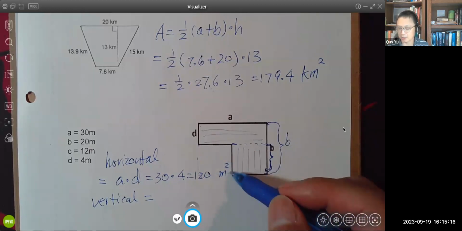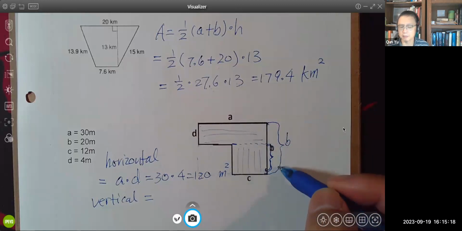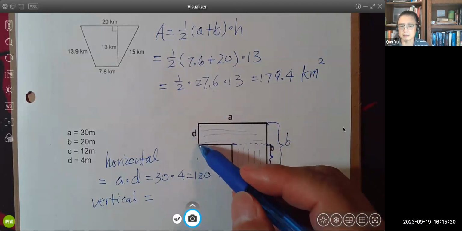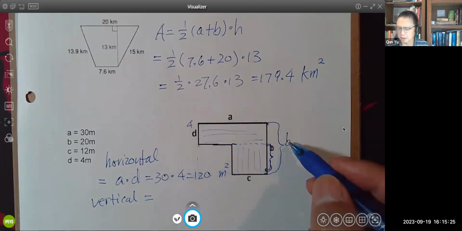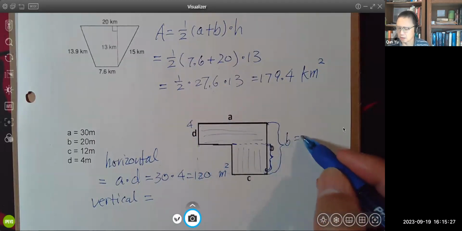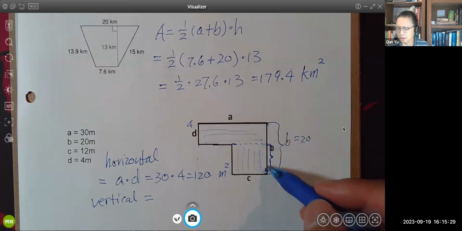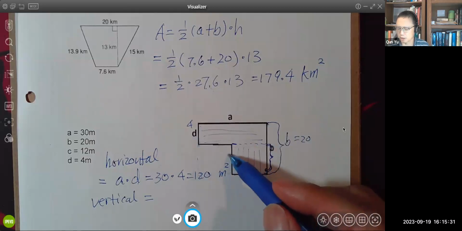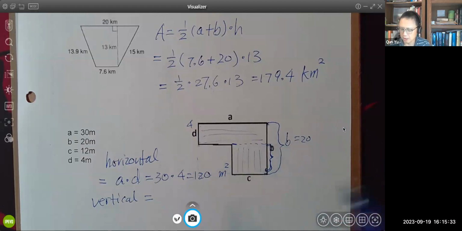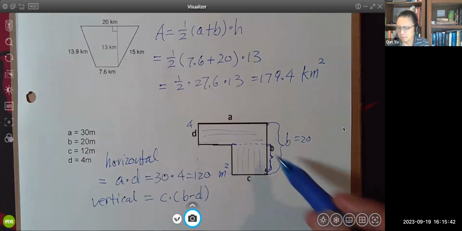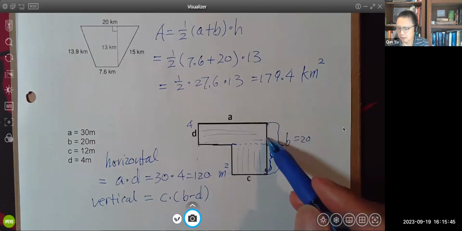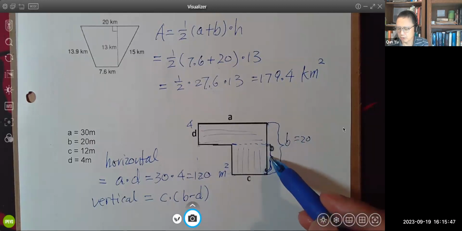I'm solving for this side. This whole thing is labeled as B. This D is given, it is 4. So let's label that. This B is 20. So basically, I use this B, subtract D to get this portion. That's our width. Okay. So in the end, we have C times B minus D, because C is our length, and B subtract D will be our width.